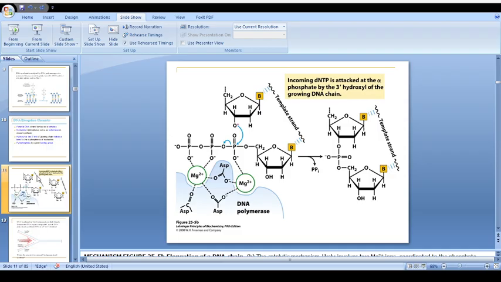How the DNA polymerase containing active site aspartate amino acids and Mg2+ ion, that is a divalent cation, is responsible for the formation of the phosphodiester linkage, and the pyrophosphate is eliminated, is shown in the diagram.